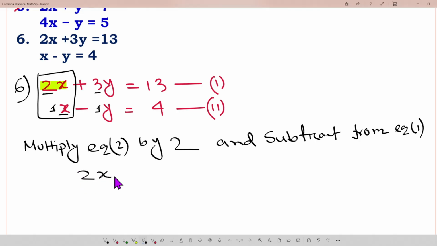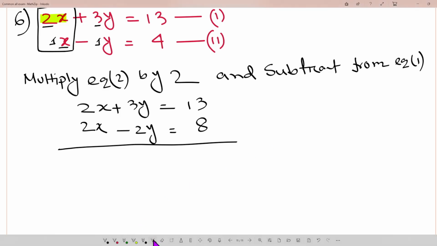Okay, so equation 1 will be unchanged: 2x plus 3y equals 13, and equation 2 will be multiplied by 2, so x becomes 2x, minus y becomes 2y, equals 4 becomes 8. Okay, now here the sign will be changed. It means this 2x becomes minus 2x, this minus becomes plus. So 2x minus 2x cancels out, 3y plus 2y will be 5y. This 8 becomes minus, so 13 minus 8 will be 5. Now once we divide both sides by 5, y equals 1.